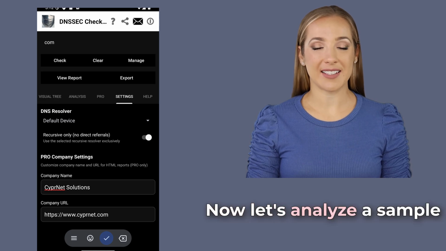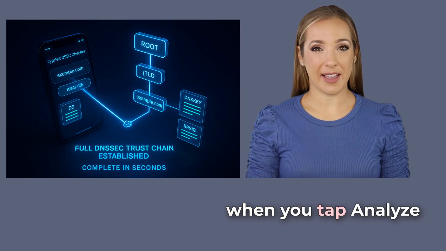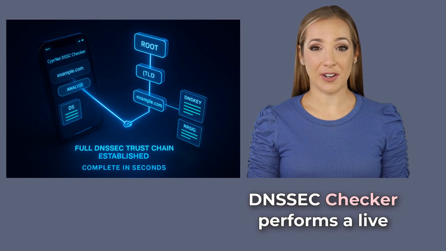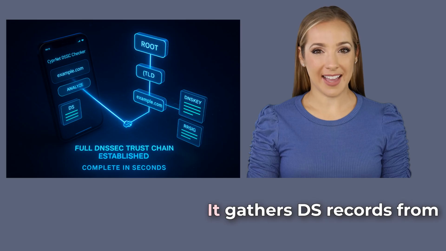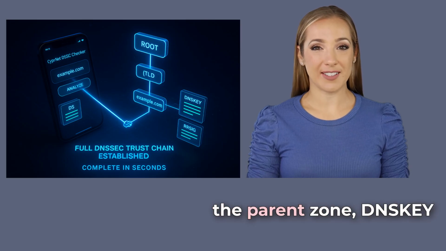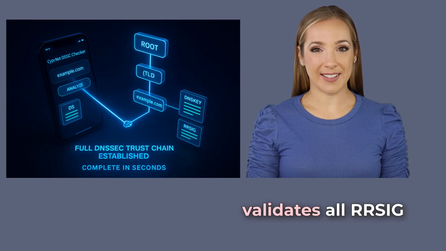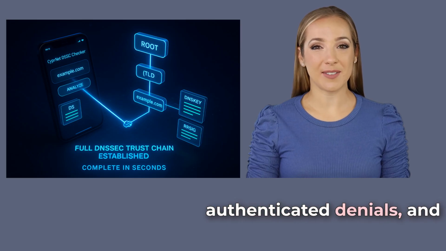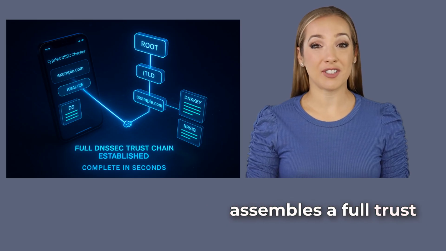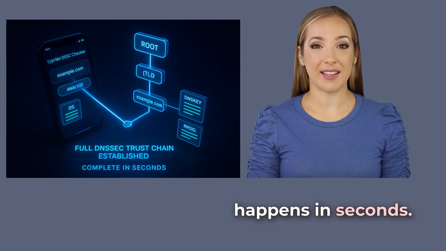Now let's analyze a sample domain, example.com. When you tap Analyze, DNSSEC Checker performs a live DNSSEC validation chain. It gathers DS records from the parent zone, DNSKEY records from the child, validates all RRSIG signatures, checks for authenticated denials, and assembles a full trust chain of evidence. This entire process happens in seconds.